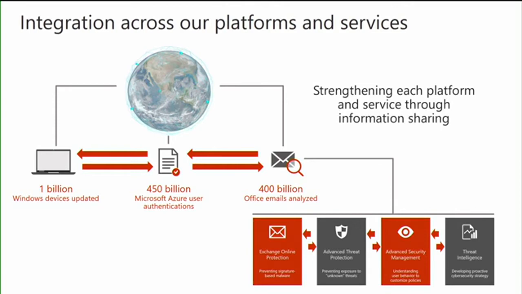You can see that we have the three different Microsoft platforms. We have the Windows platform and its 1 billion devices. We have the Azure platform and its 450 billion monthly authentications. And then we have the Office platform where we see 400 billion emails every single month addressed for malware. The other thing you see is some of these arrows that point to the different platforms back and forth. That's really to signify that integration. And I think, Jason, we've already seen some of that integration between Windows and Office. Do you want to talk a little bit about that?